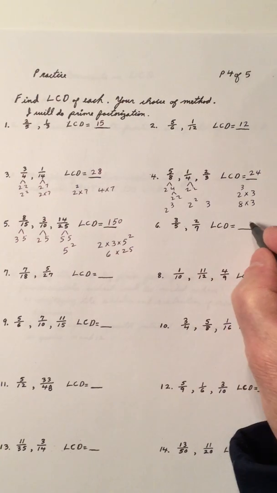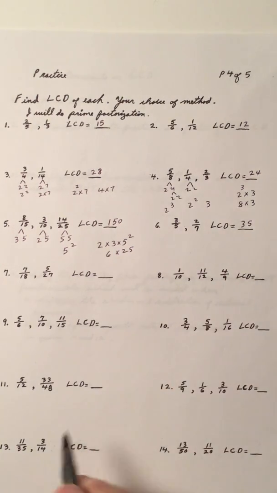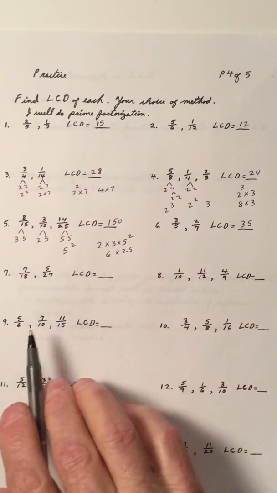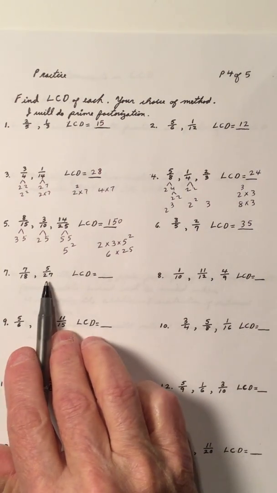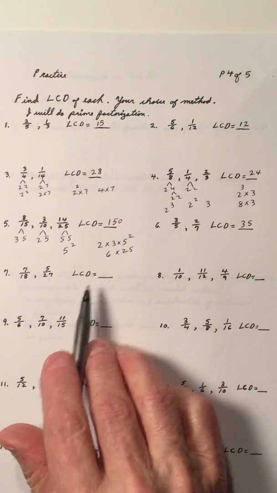5 and 7 are primes, so the least common multiple is 35, so the least common denominator is 35. We don't have to work anything out, just multiply them. 18 and 27: least common multiple, same as the least common denominator.